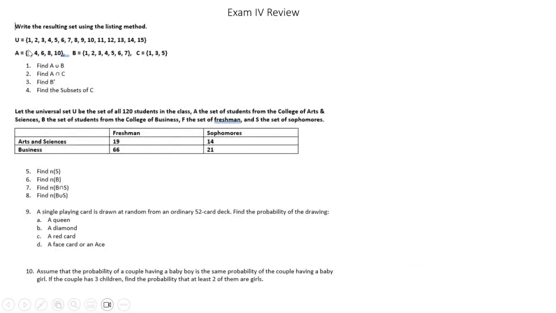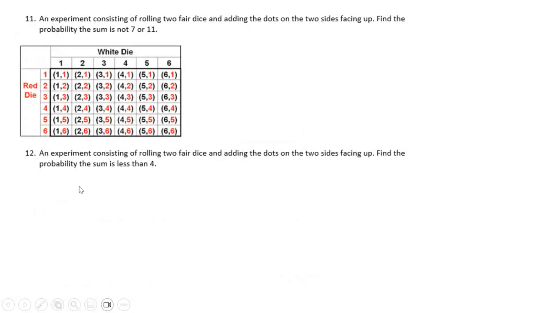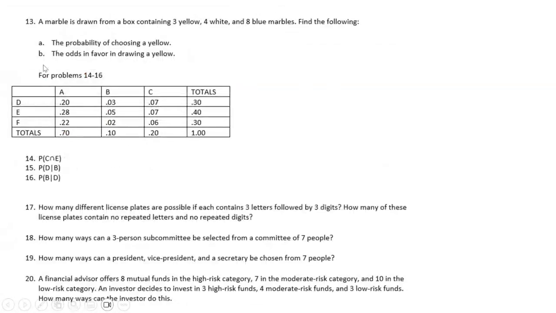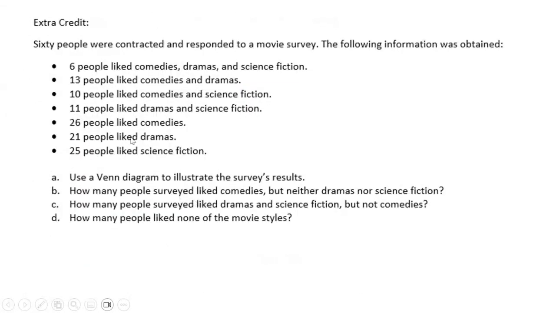Now, this is actually an exam. This is an exam for review that I plan to give my students next semester because I'll be teaching those classes. This is 1 through 10, which I'm going to go over. This is 11 and 12. This is 13 through 20. And also there's an extra credit.